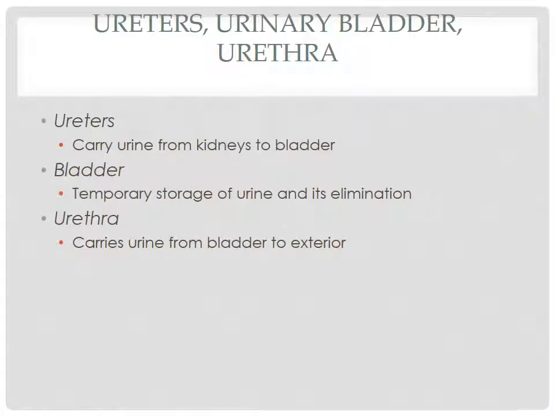So the rest of the anatomy of the urinary system includes the ureters, which carry urine from the kidneys to the bladder, which is the storage place for urine, and where the bladder muscles will release urine into the urethra, which carries urine out.